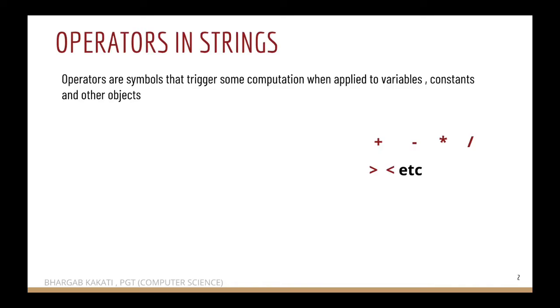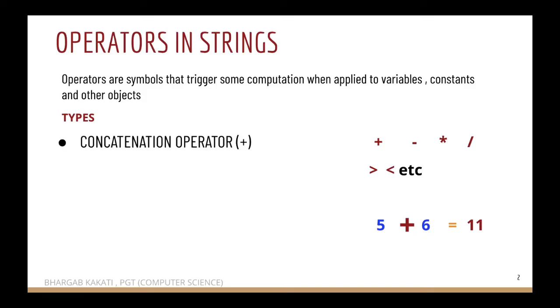Now when we apply these symbols, for example let us take plus, if I apply this plus to some objects like 5 and 6, it will give us a result as 11. So these are some symbols that trigger some computation when we apply them to certain variables or constants or certain other Python objects. Now let us see what are the different types of operators. The different types of operators are as follows. The first type of operator is the concatenation operator. It is denoted by plus.